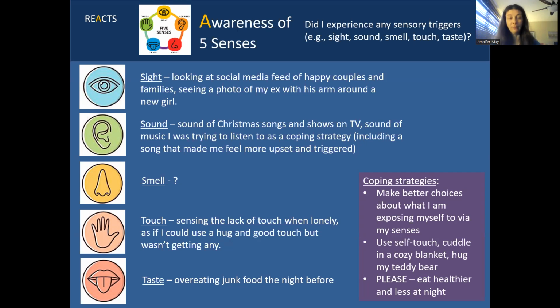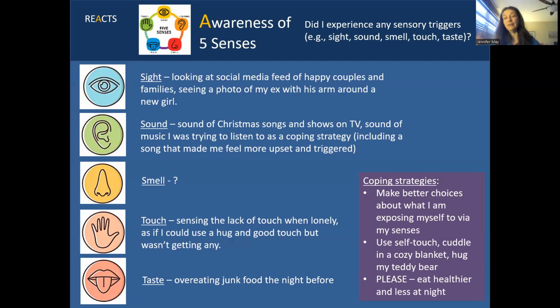So touch, maybe I'm even sensing the lack of touch, and that makes me feel lonely. You know, I wish someone was there to give me a hug or put their arm around my shoulder, and I'm just feeling the emptiness, the lack of that, and that could feel hurtful too. Taste. So in this original scenario, I was up late at night eating junk food and watching TV. And so the next morning I had a stomach ache and that didn't feel good. So the taste was maybe the junk food I was eating and all that kind of stuff. And that was part of what was going on here.